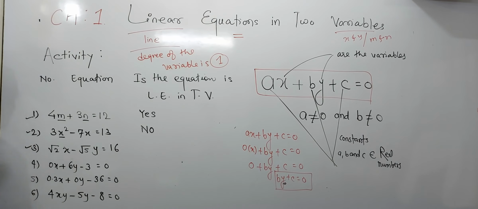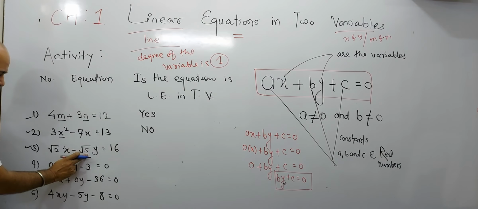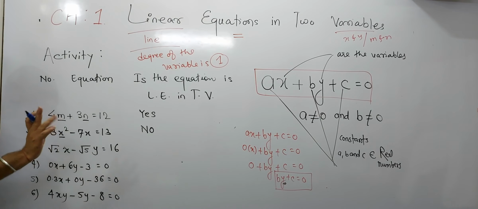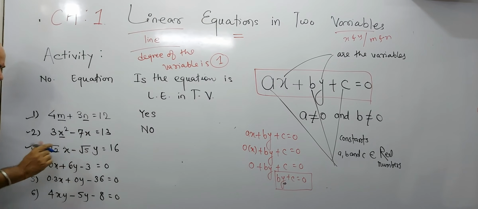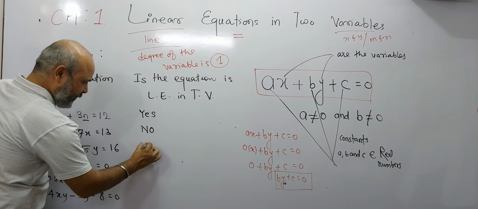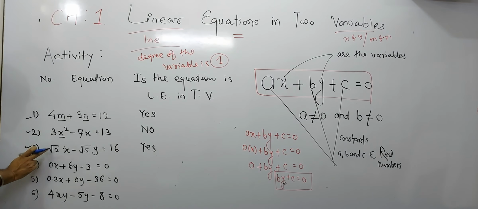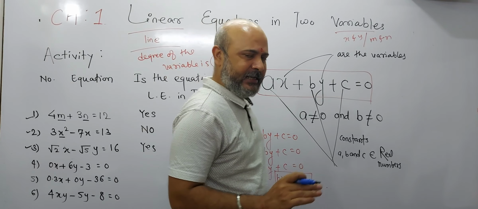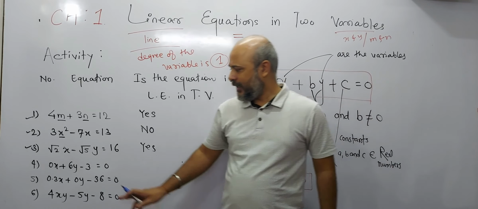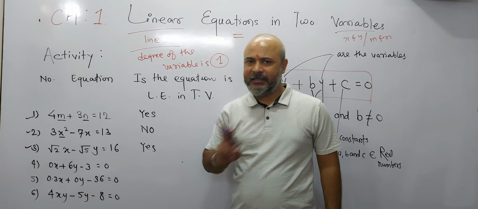Now third we will see. Student, here a is root 2, b is minus root 5, and means a and b is not 0. And degree of x is 1, degree of y is 1. Yes, this is a linear equation in two variables. You can say that this is the linear equation in two variables because a is not 0, b is not 0, and the degree of the variable x and y is 1.